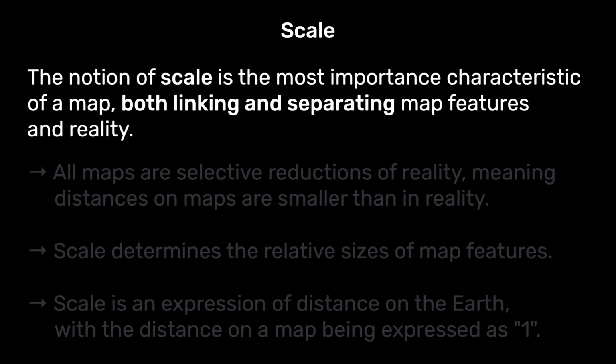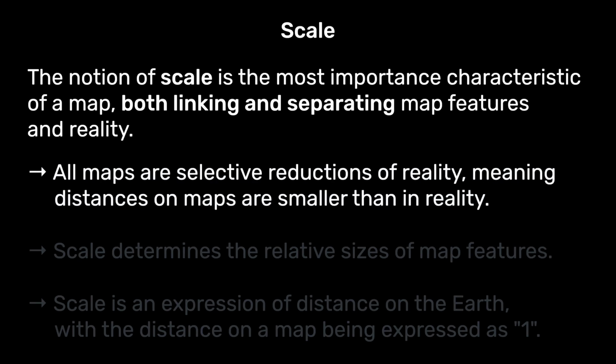So in this part of the course, what we're going to be focusing on is scale and understanding a little bit more about why this is so important as a notion in cartography. So scale itself, if we're thinking about what it actually means, is really the most important characteristic of a map, because what it does is it both links and separates the map features and reality. In many ways, it's our way of understanding what the map is actually showing.